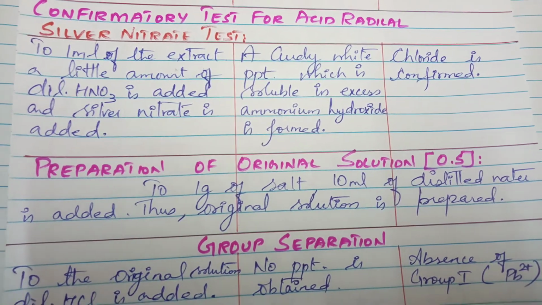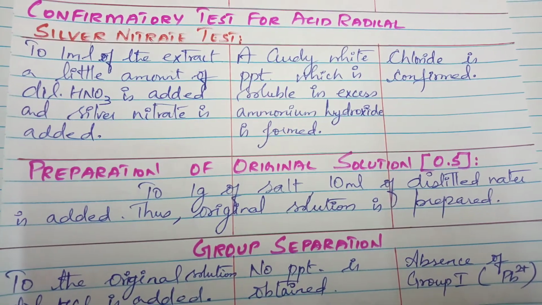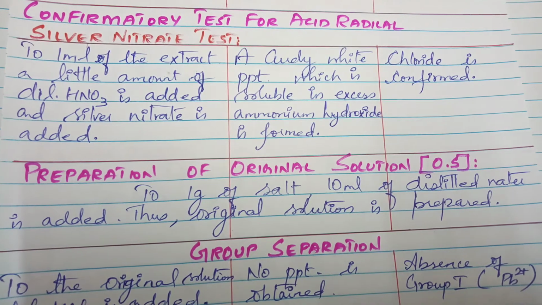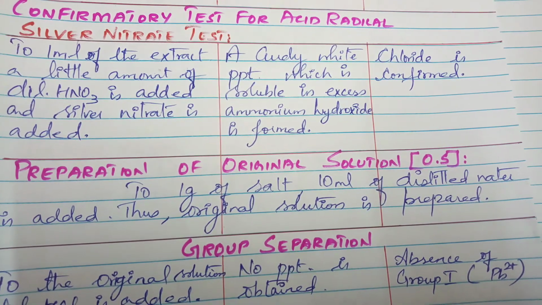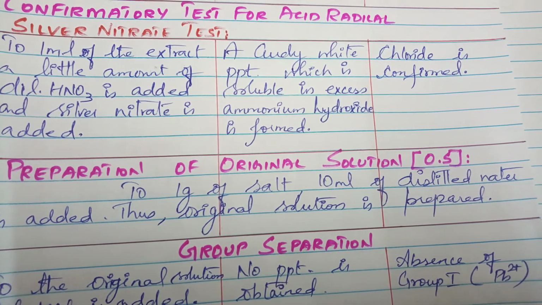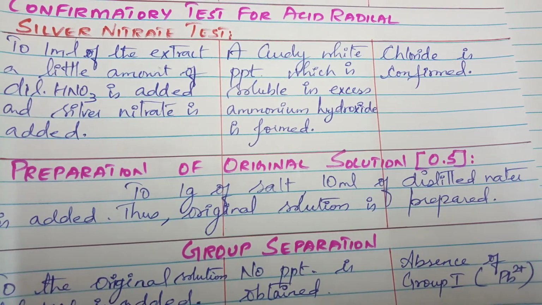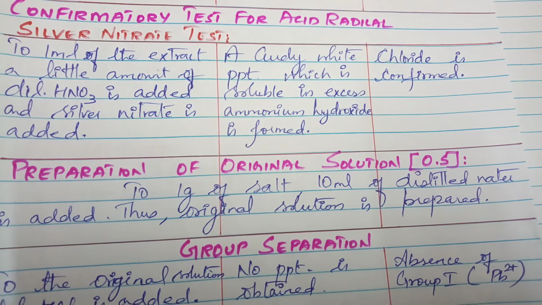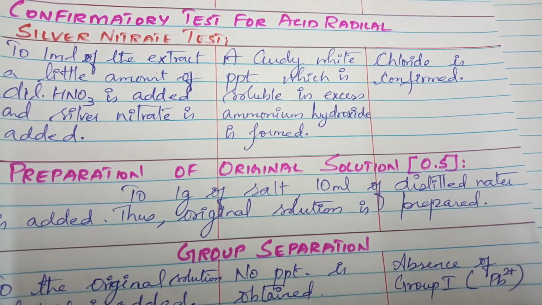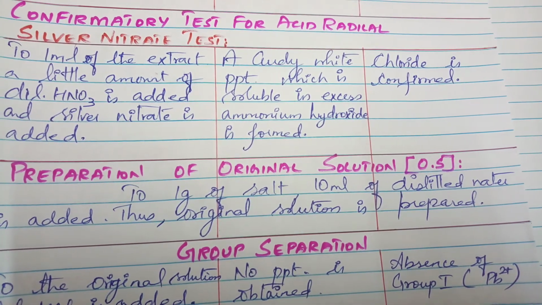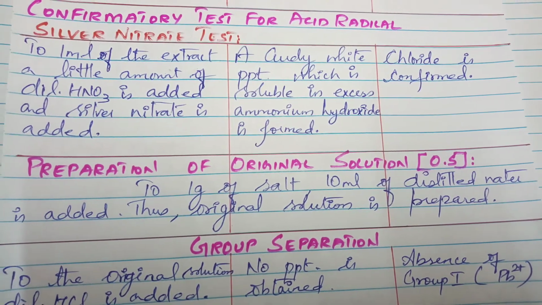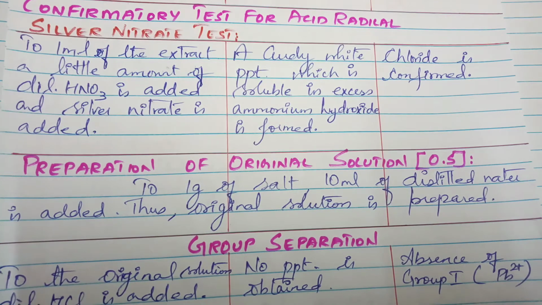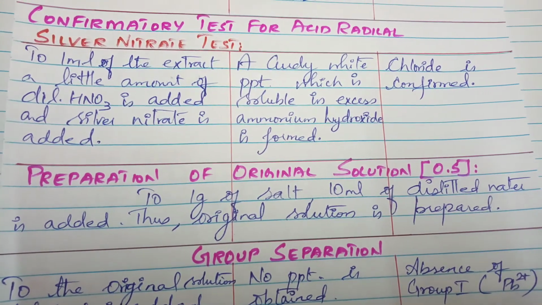To this content, we add a little amount of silver nitrate solution, and you can observe a curdy white precipitate is obtained, which is soluble in excess of ammonium hydroxide. This confirms the presence of chloride radical in my salt. Therefore, the acid radical present in the salt is chloride.